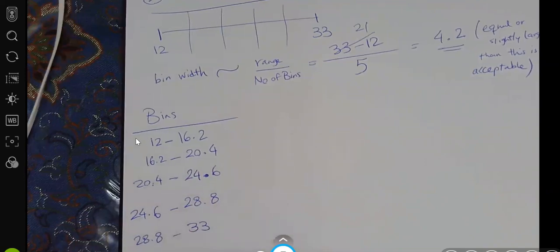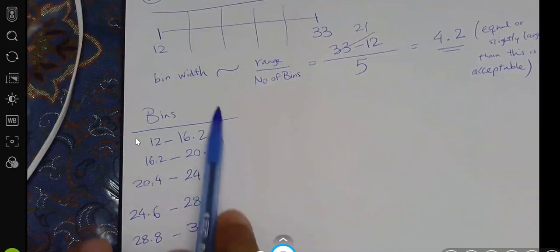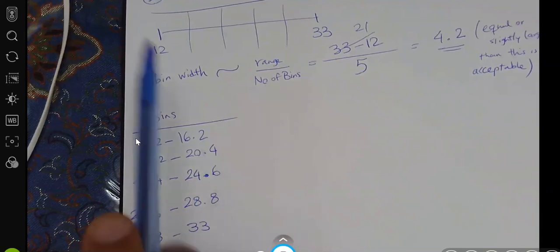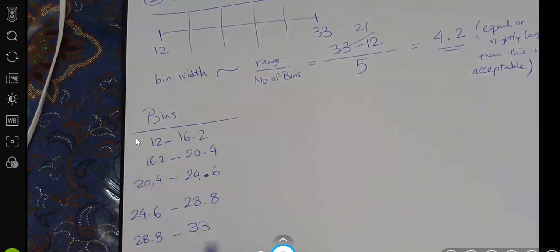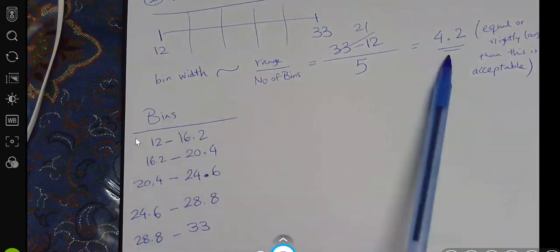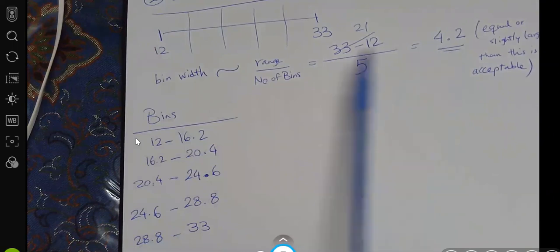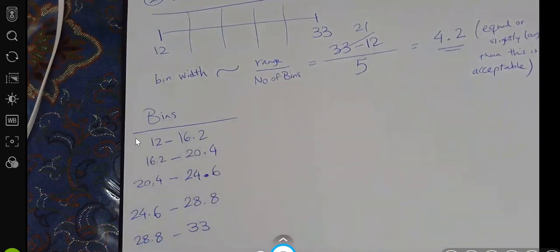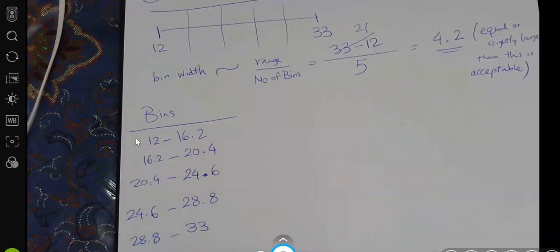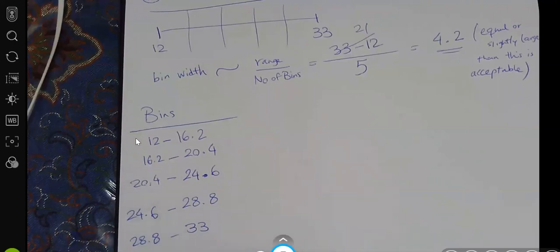So now we divided the data set, we divided the range into 5 equal bins. The bin width for each one of them is equal, and they're equal to 4.2, right? 5 equal bins. So this is basically how you build the bins. And now we can go ahead with the Excel operations for finding the frequency.